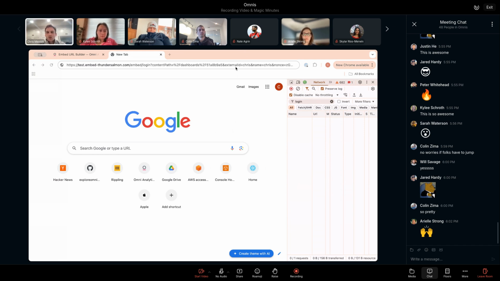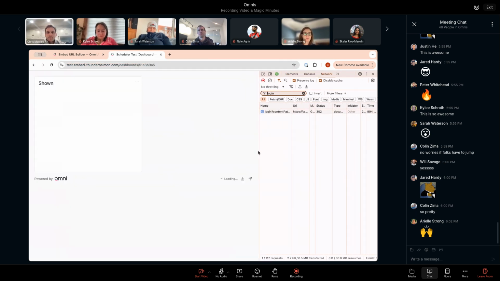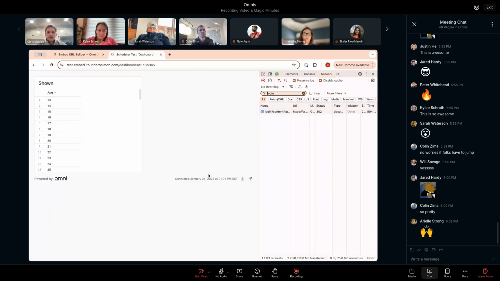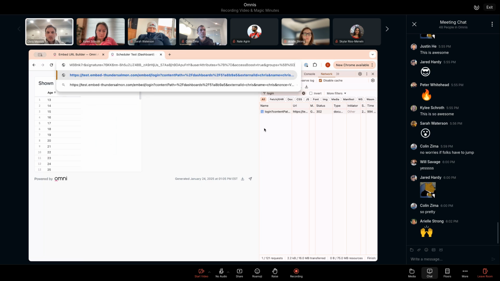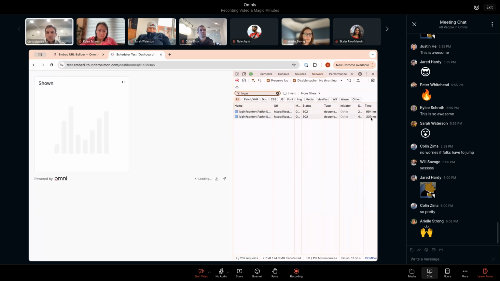So when you first load the frame, it's still kind of slow. But now basically any navigation or reload of the frame within that session lifetime is substantially faster. So this went from about a second to about 230 milliseconds. So shaved it down to about 25% of the time.